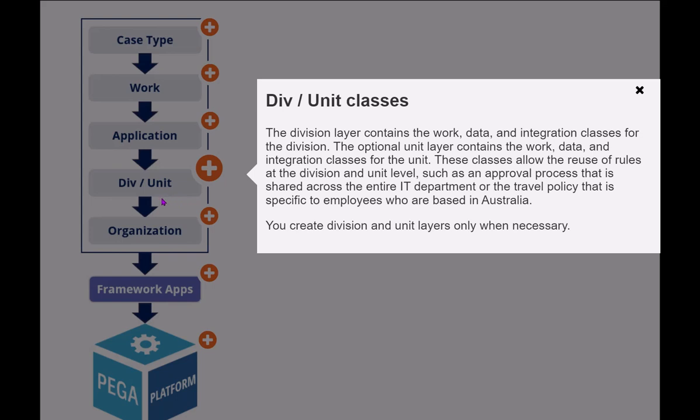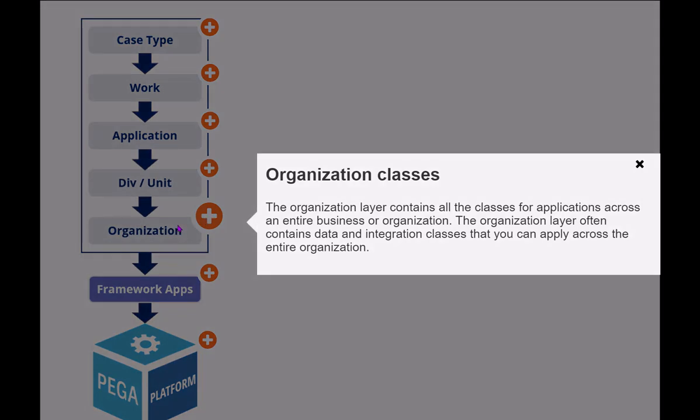For example, say there is a travel policy that is specific to employees who are based in Australia. Then you create a new division or unit for Australia, and you create properties or rules specific to that Australian division in your division layer, because those are not required for other divisions. To promote reusability across the organization, create in the org layer.